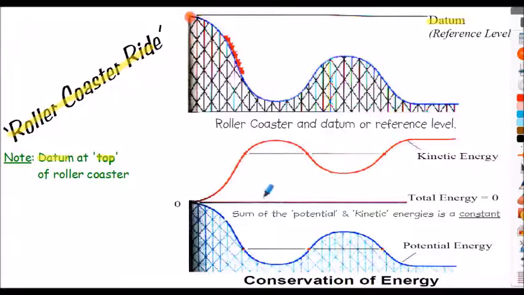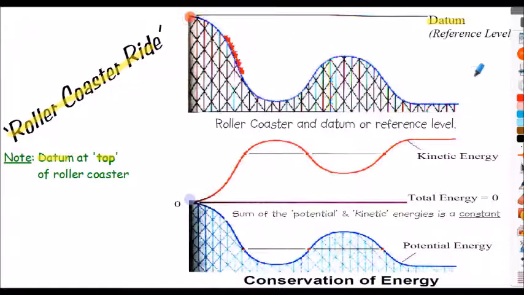So in this particular case, the potential energy and the kinetic energy must be zero, because the roller coaster is sat on the datum we've chosen, so by definition it cannot have any potential energy, and if it's stationary, again by definition it cannot have any kinetic energy.